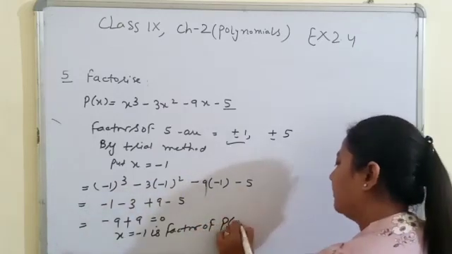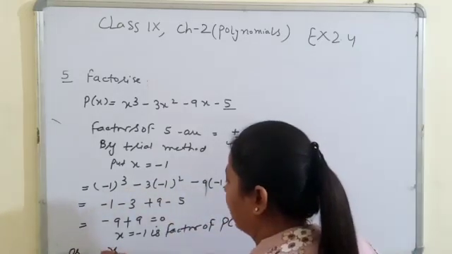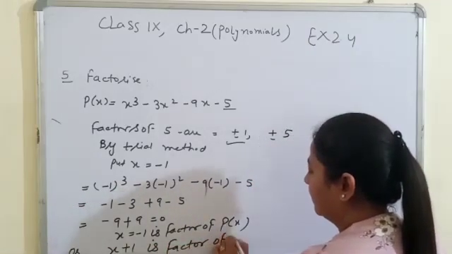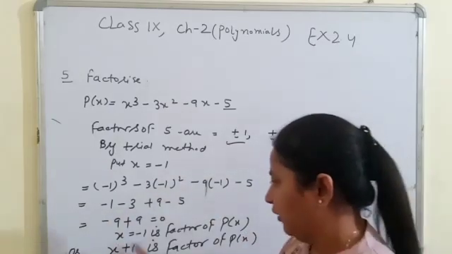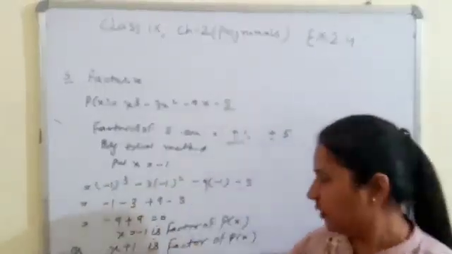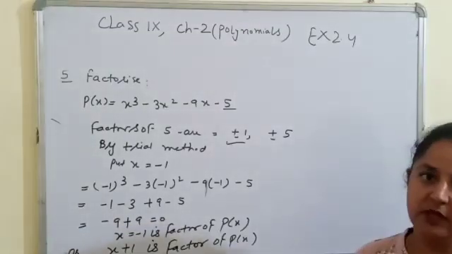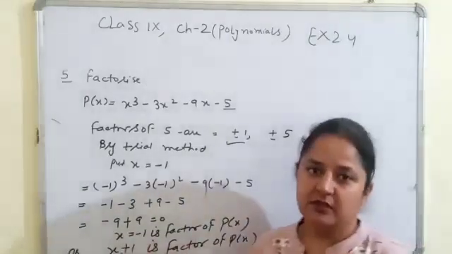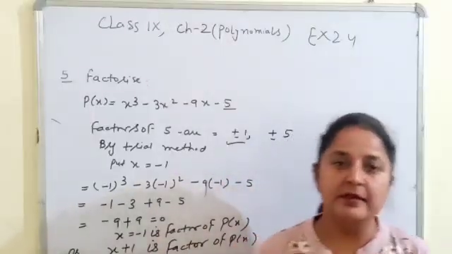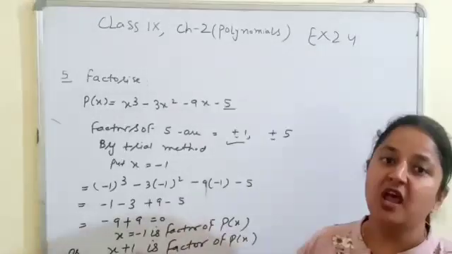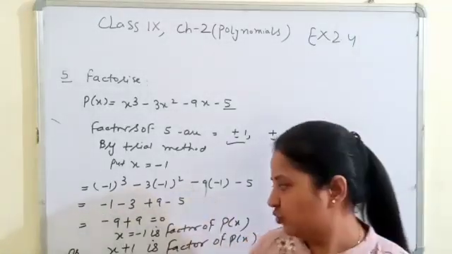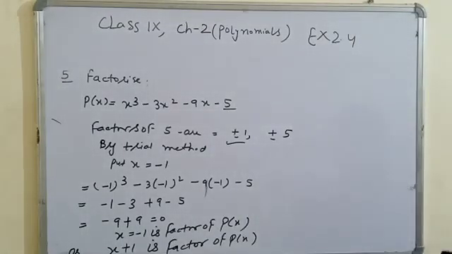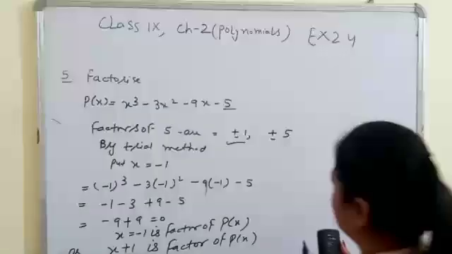X equal to minus 1, so take 1 on the left side. So x plus 1 is a factor of the given polynomial. If x plus 1 is a factor of the given polynomial, then when we divide this polynomial by x plus 1, our remainder should be 0. So let's divide the given polynomial by x plus 1.